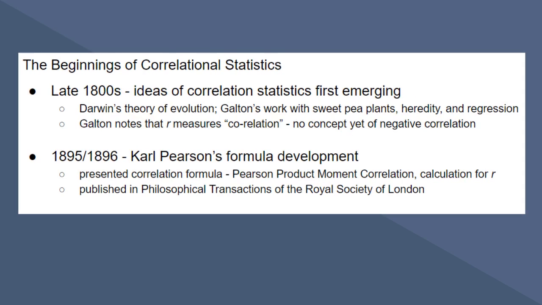In the early 1800s, Sir Francis Galton added to Charles Darwin's theory of evolution. He is responsible for R measuring correlation. Later on in the same century, Carl Pearson created a formula for calculating correlation.